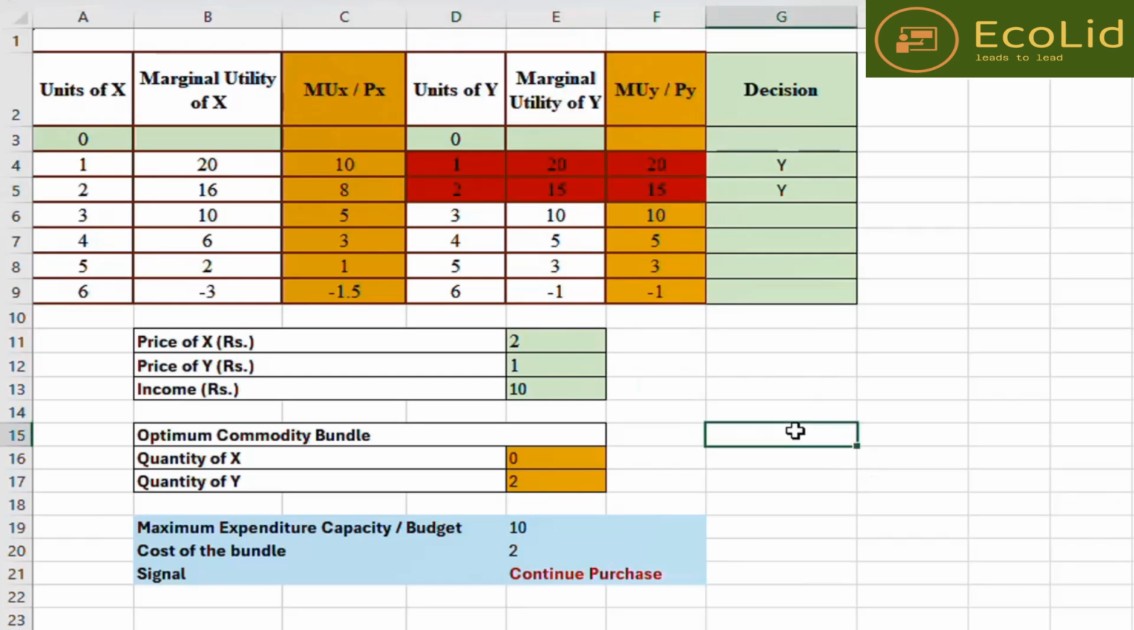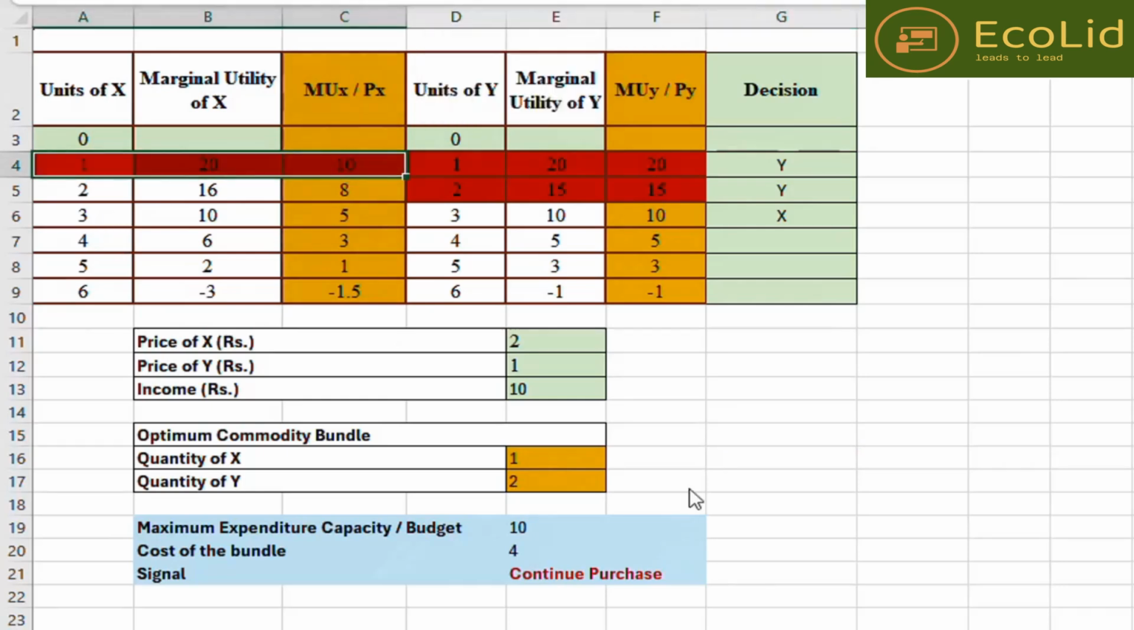Now it is the comparison between the third unit of y and the first unit of x. If we look at the marginal utilities, in both the cases it is 10. So the consumer can buy either x or y. For the sake of simplicity, let us write here x. So the consumer is buying the first unit of x. Just put a different shade.